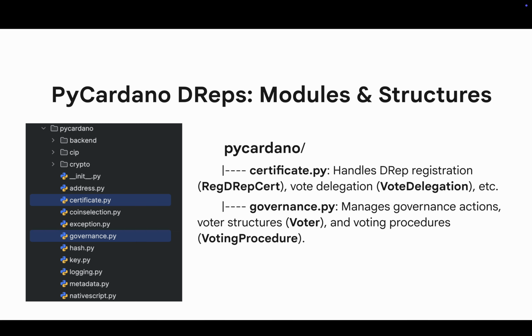Within PyCardano, DRep functionalities are primarily implemented in two key modules. The certificate.py module contains classes for creating DRep-related certificates, such as for registration or delegating votes. The governance.py module is where you'll find tools for constructing governance actions and defining voter and voting procedure structures. All these implementations are carefully mapped to the official Cardano Conway CDDL specifications to ensure protocol compliance.